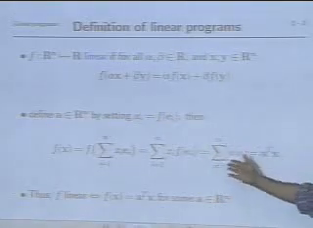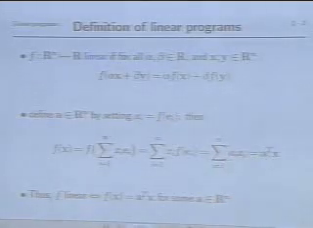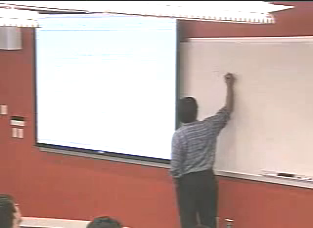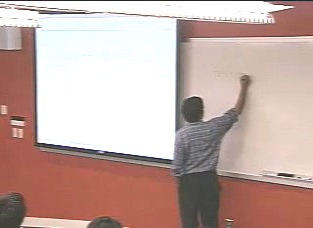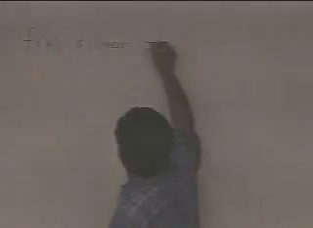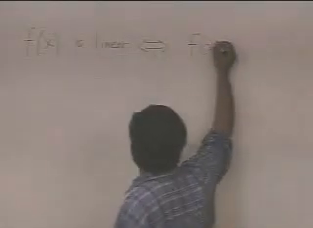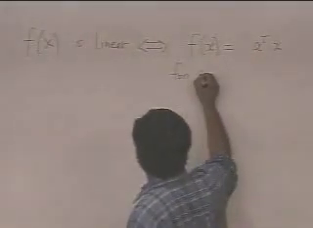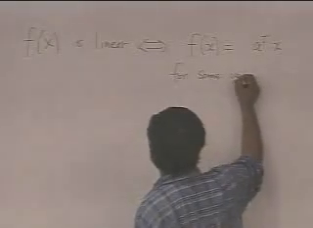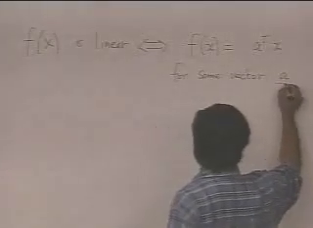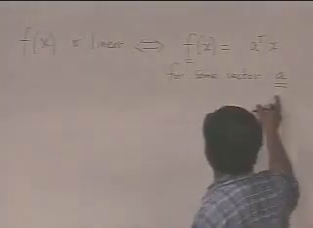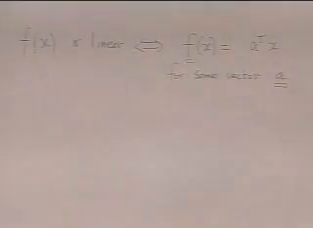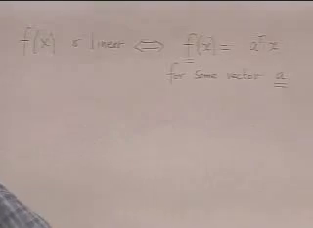And what this little derivation here says is that if f is a linear function, then this implies that f of x can be written as A transpose x for some vector A. So given the function f, you can find the vector A such that f of x is always equal to A transpose x. And here's a little derivation that you can look at.